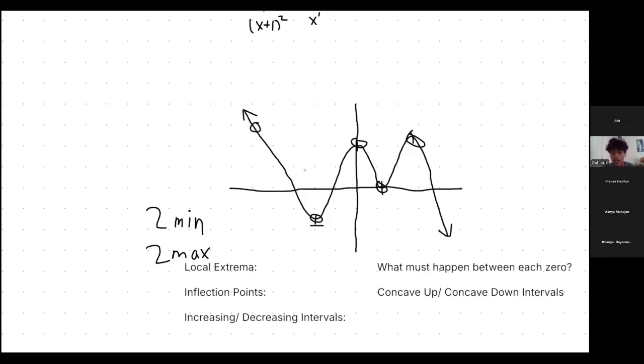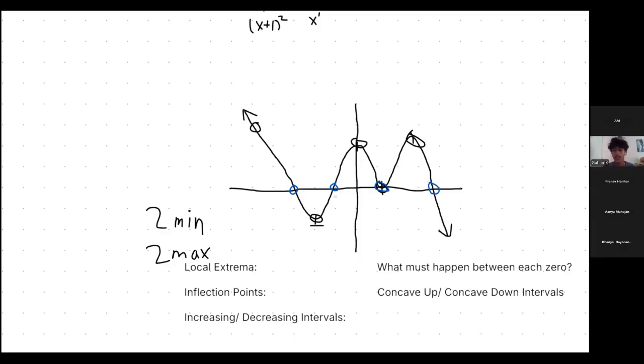Now, what must happen between each zero? Second question. Between each zero, if you look at a zero here, here, I'll circle the zeros in different colors so you guys don't get mixed up. Okay, zero, zero, this is also zero, and this is also zero. So do you guys notice a pattern about what's happening between the zeros? The black circles are the local extremas, and the blue circles are the zeros.